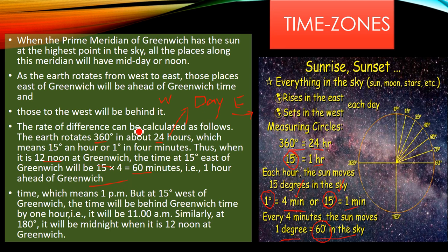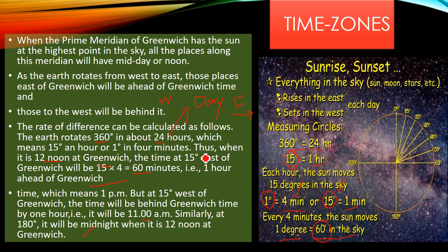So if it is 12 p.m. in Greenwich, to the east of Greenwich, 15 degrees will be 1 p.m. If it is 12 p.m. in Greenwich, 15 degrees west of Greenwich will be 1 hour behind, that is 11 a.m. Similarly, at 180 degrees, it will be midnight when it is 12 noon at Greenwich. So if you take this line as 0 degree, the other part of the circle, it's not a straight line, would be 180 degrees and that would be midnight.